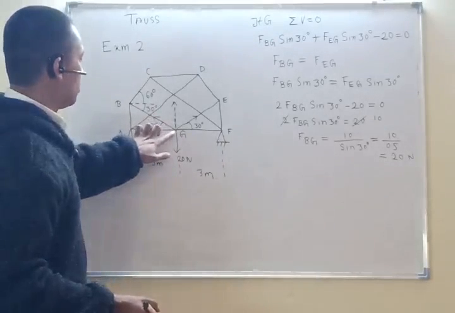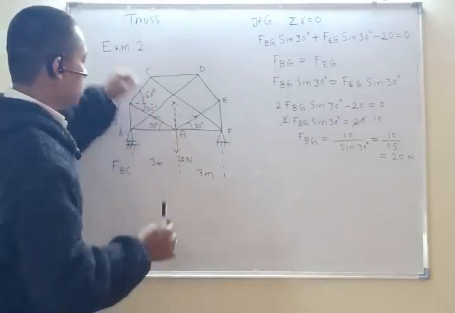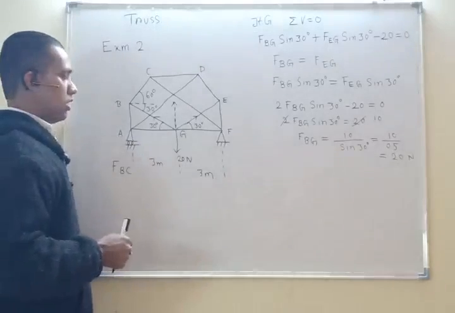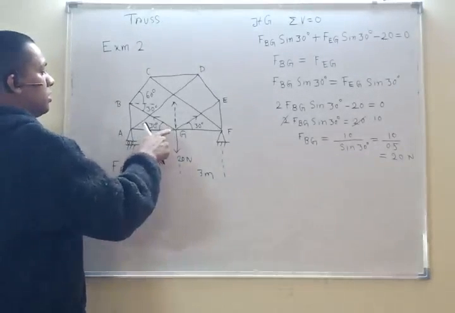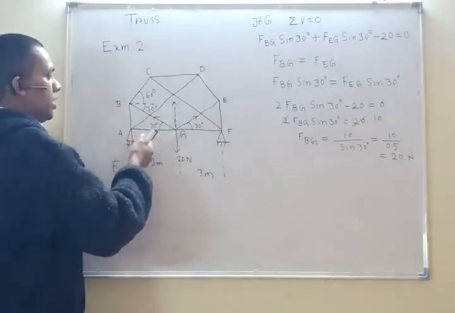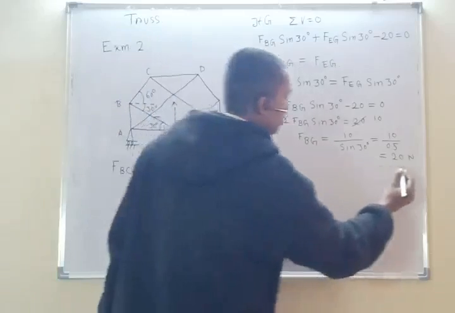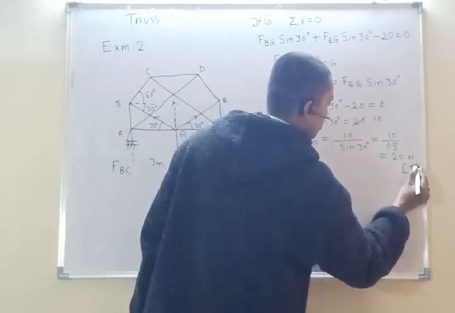So what is this joint? The joint is under tension. The arrow is away from the joint. If the joint is under tension, then from ABD we can say this member will also be under tension. So this force is tensile.